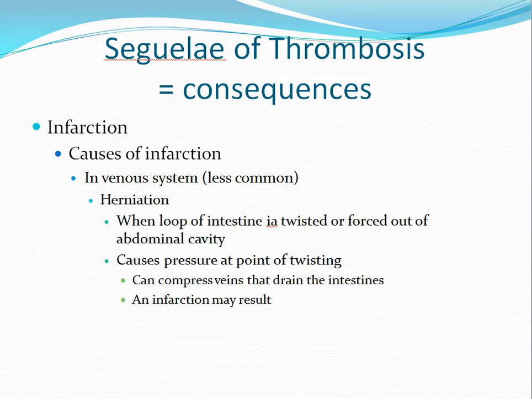One cause of infarction in the venous system would be herniation. This is when a loop of the intestines is twisted or forced out of the abdominal cavity. This causes pressure at the point of the twisting, and this can compress the veins that drain the intestines, and as a result, an infarction may result.